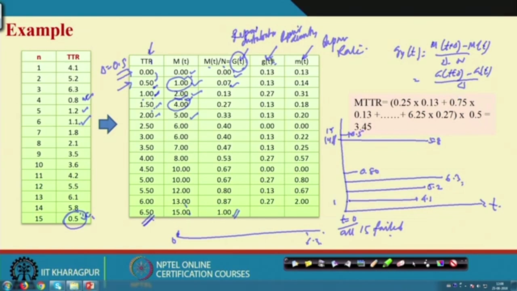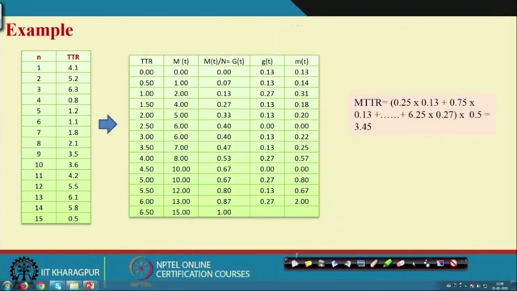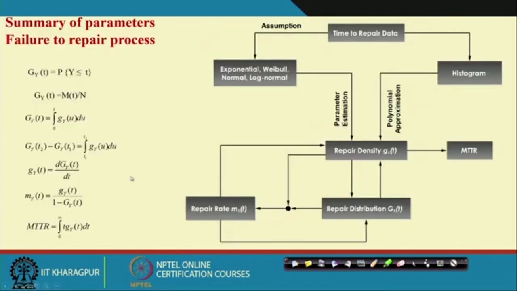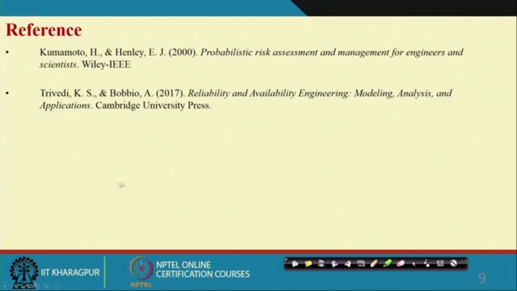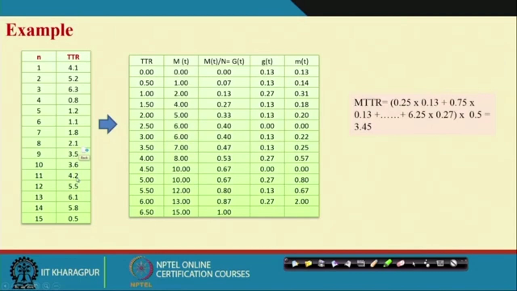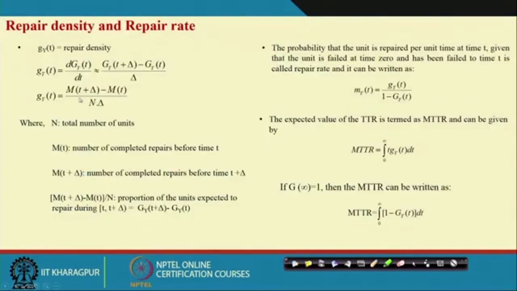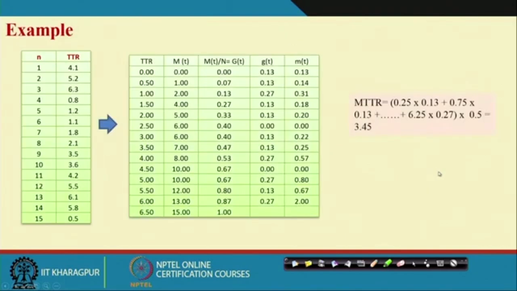Now, using the formula, or if you want a more conventional way of learning, I have already given it to you: M(t + delta) minus M(t) by N into delta. This formula you use here and you will be getting g(t) values. And then M(t) values will be g(t) by 1 minus this. So, this will give you this value.